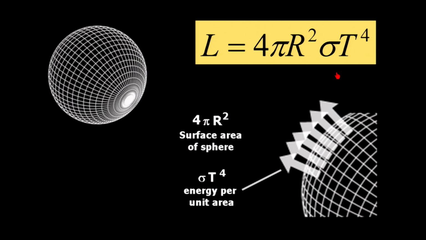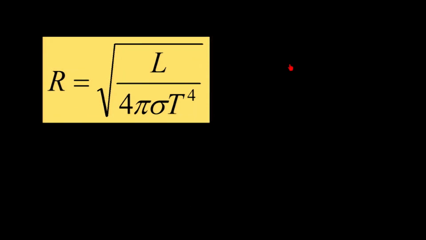Now here's what we're going to do. Notice the r is inside of this formula, and we want to know the size, the radius of the star. So what we need to do is dig out the r. If we do a little bit of math and solve for r, here is what we get. This is just rearranging the formula to solve for r. Yes, it looks kind of scary: the square root of L over 4 pi sigma T to the fourth.